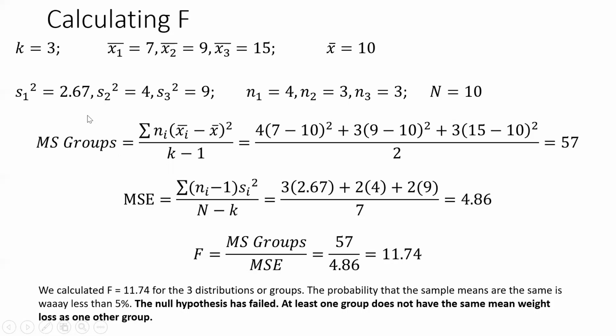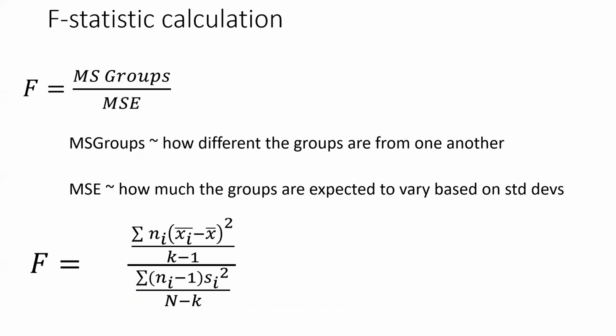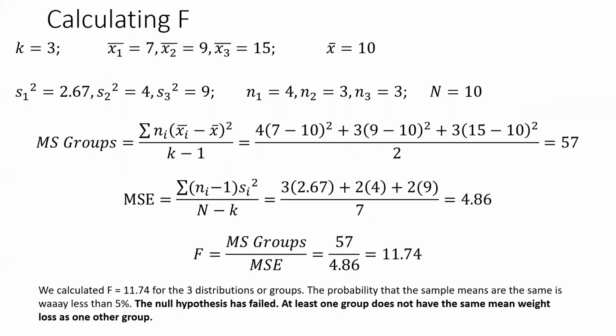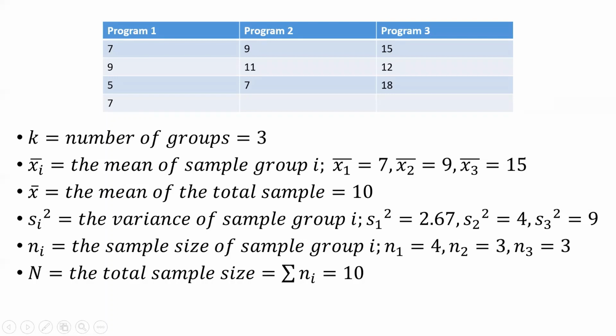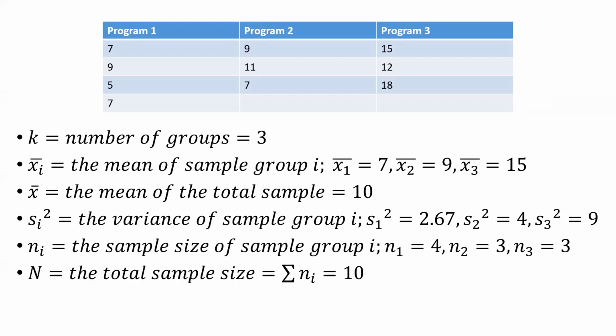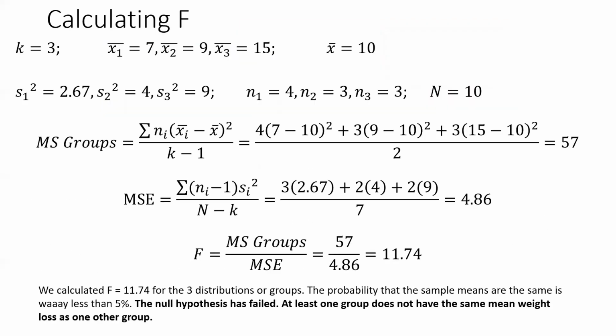Then we're going to calculate the mean square for the groups and the mean square error. The mean square for the groups is 57, following our function we already described, and the mean square error is 4.86, again following the algorithm that we recently explained. We calculate 11.74 as our F statistic for this set of weight loss data for these 3 groups.